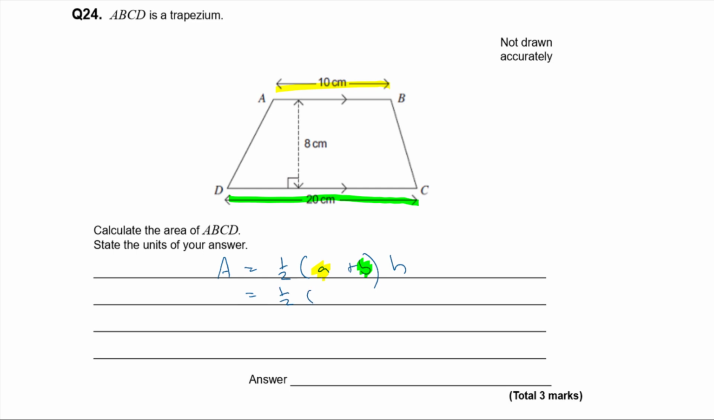So it's going to be a half of 10 plus 20 times the distance between them. That distance there is the h, the height of the trapezium. So it's half of 10 plus 20, multiplied by 8. If I find the average of 10 and 20, that's 15. That's the same thing as 15 times 8, and 15 times 8 is 80 and 40, which is 120. So that's going to be 120.